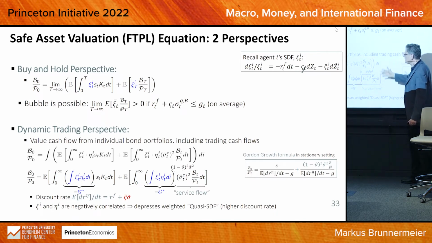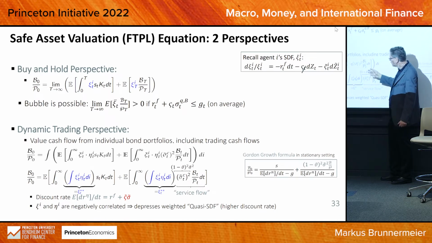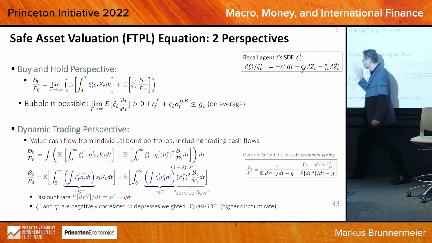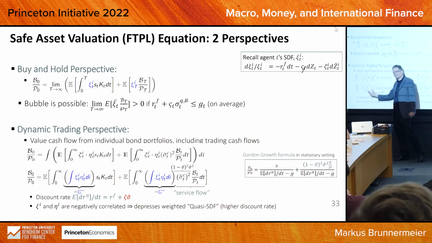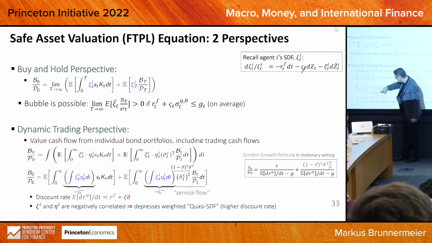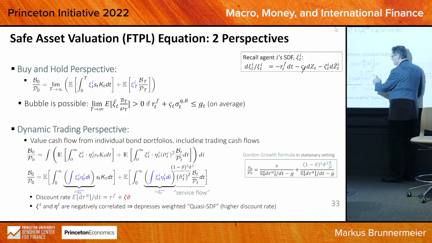And this is a dynamic trading perspective. It's exactly the same as what we had before, but now you can see the service flow more explicitly. So this is written down as before, and then I swap the integrals again. Remember this swapping of the integrals? Then I get this xi double star here and here. And this guy here is my service flow.